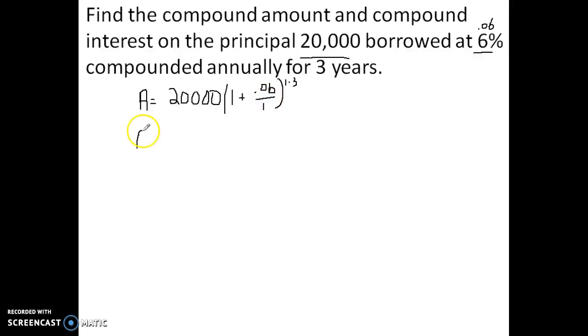Alright, so then we simply have A equals 20,000, and then 0.06 divided by 1 is simply 0.06. We add it to 1, and we get 1.06 inside our parentheses. 1 times 3 is simply 3. So we go down one more step. We're going to find out what 1.06 to the third power is.